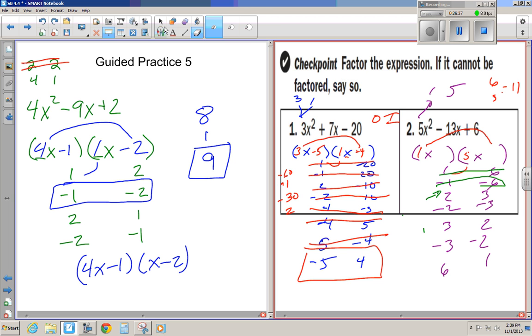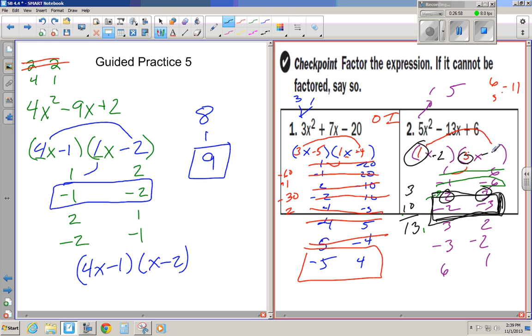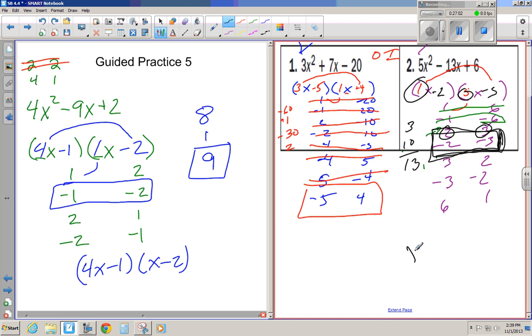I'm looking at the 1 and the 3, which is 3, and the 5 and the 2, which is 10, which gives me 13, which is not quite what I'm looking for. And when that happens, I know now this is the right answer. So I take that number, put a negative 2 here, put a negative 3 here, and I now know that my final answer is x minus 2 and x minus 5.